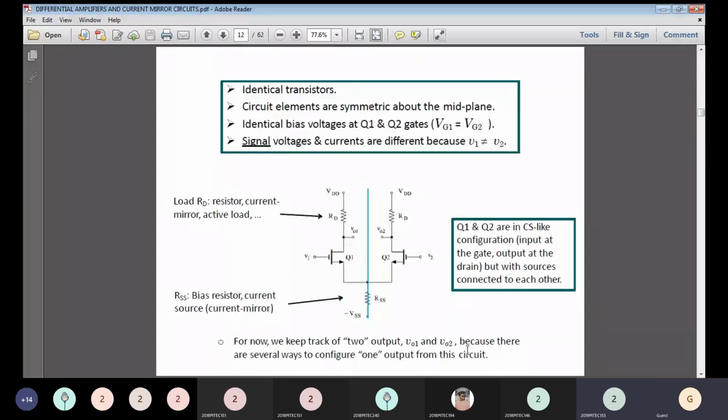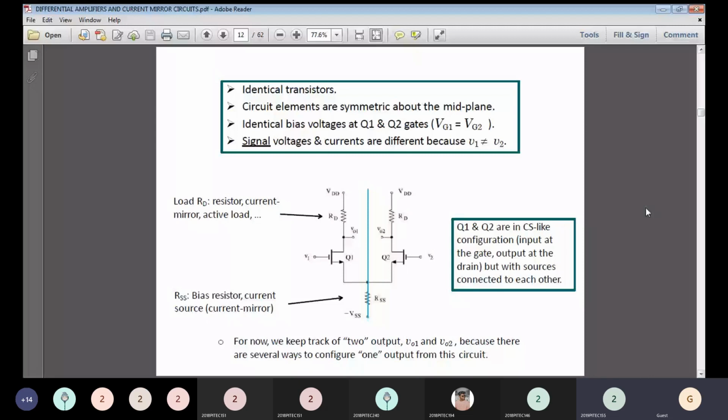What are the assumptions we are making for the analysis? Consider the two transistors are identical transistors. Identical transistor means all the specification values are similar. We take the circuit elements as symmetric about the mid plane. With identical bias voltages, the Q1 and Q2 gate voltages VG1 and VG2 should be equal. The signal voltages and currents are different because the values of V1 and V2 are not equal.